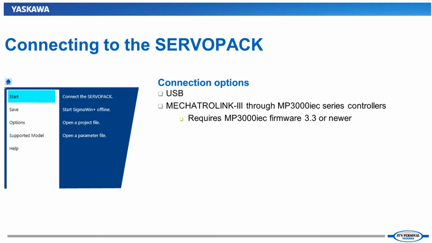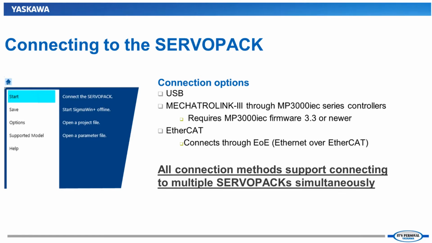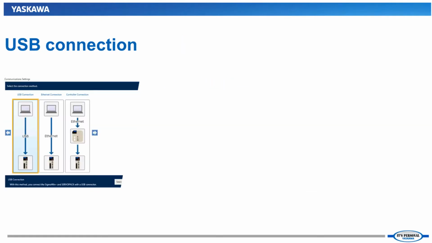This requires an MP3000 IEC series controller, and also that controller is running firmware version 3.3 or newer. We also now support connection over EtherCAT. That does require the master to support Ethernet over EtherCAT, as well as a few other things which we'll go into later. Also, a big new feature is that all connection methods support connecting to multiple servo packs simultaneously, which is a thing that many of you who have used SigmaWin 5 only being able to connect to one servo pack at a time. So now we have support for multiple.